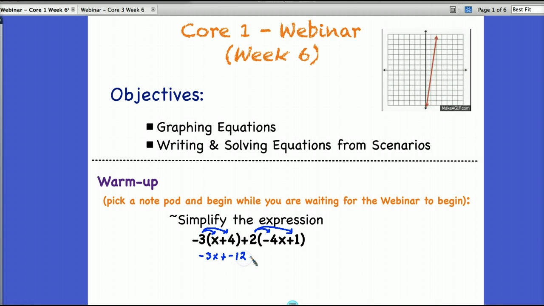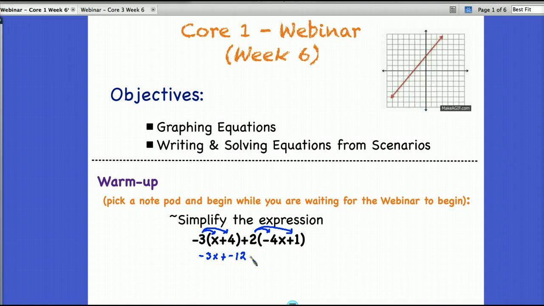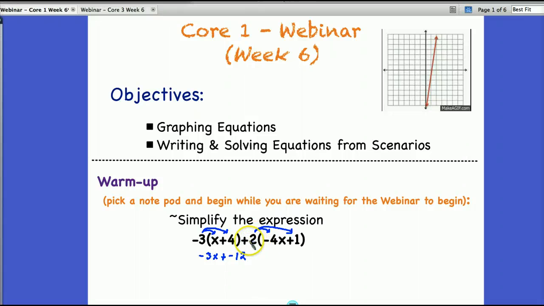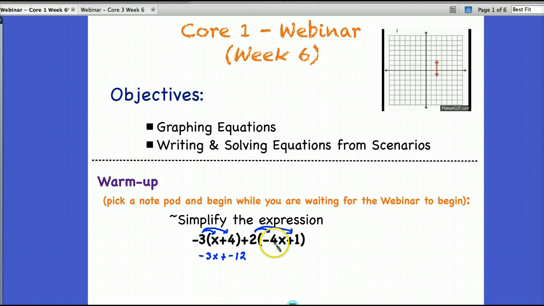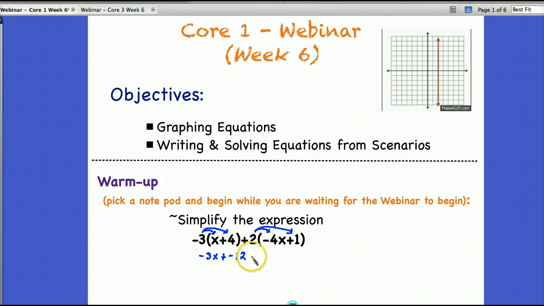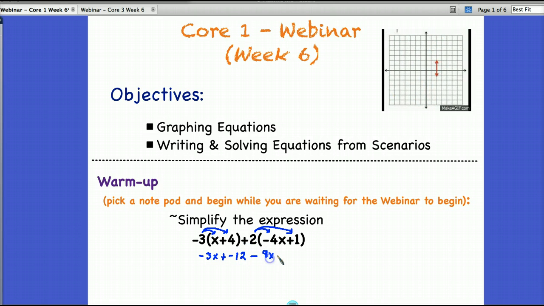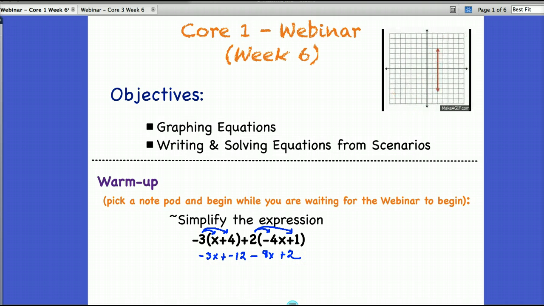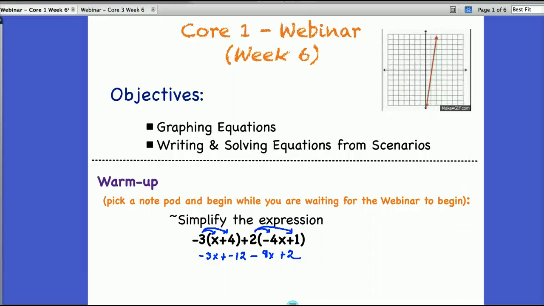Okay, or you can just write that as minus 12. And then we have 2 times negative 4x, which gives us negative 8x. And then 2 times 1 is plus 2. All right. So guys, are there any questions on what I did first with distributing?